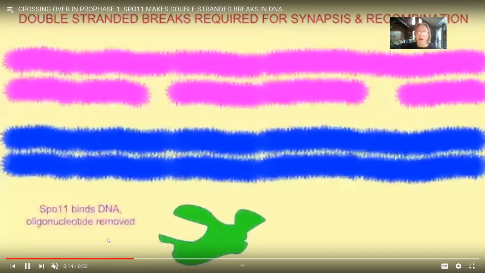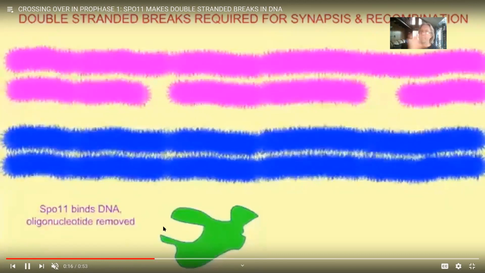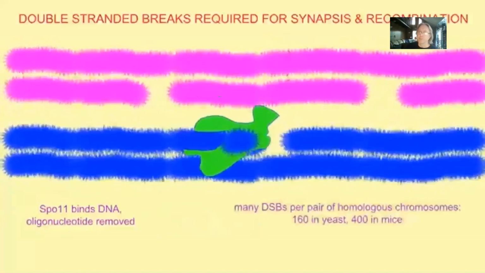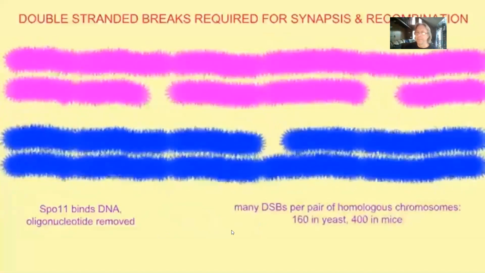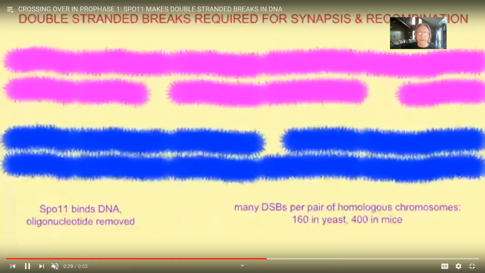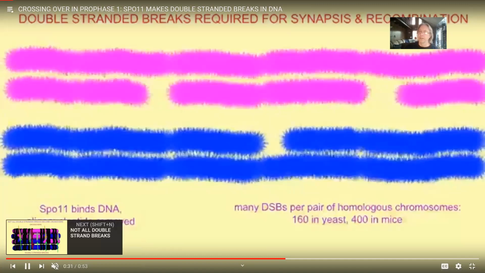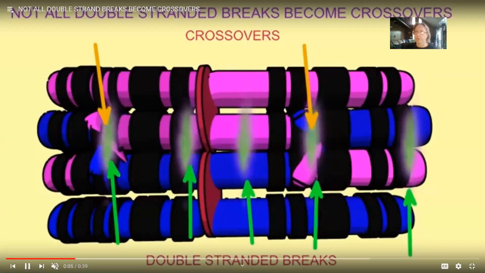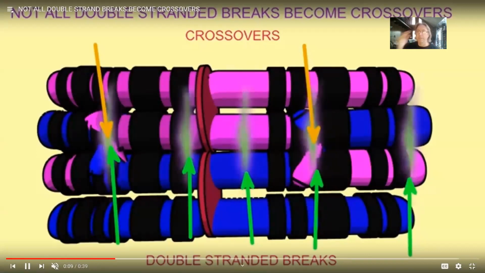We made mistakes. And in order to fix the mistakes, the homologs of RecA are going to bind the other strand and search for the homologous region which matches that. So we initiate these double-stranded breaks on purpose, right? In yeast, maybe 160 times, but 400 times in mice. And these double-stranded breaks then become the sites where crossing over occurs. Now, not every double-stranded break gets fixed involving crossing over, but this is where crossing over occurs.